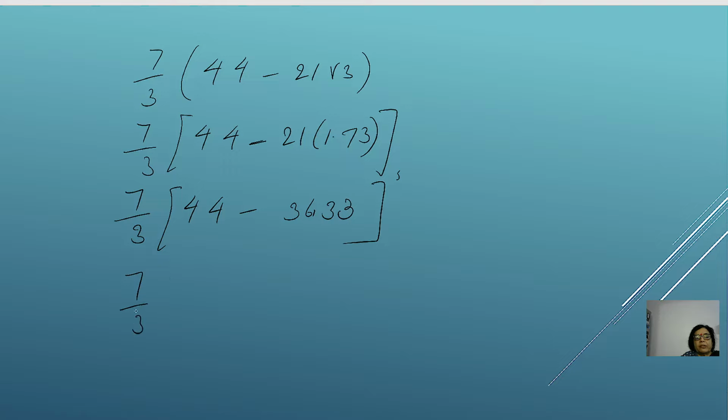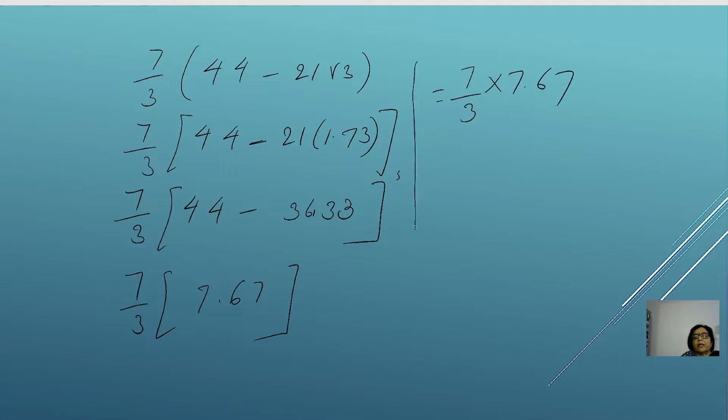So 7 by 3 into 10 minus 3 is 7, 9 minus 3 is 6, and 13 minus 6 over here, that will give you 7. So now this becomes 7 by 3 into 7.67.